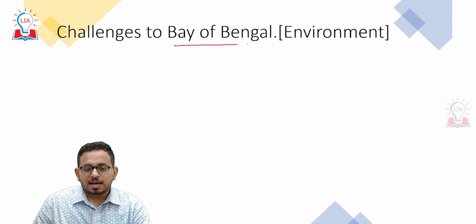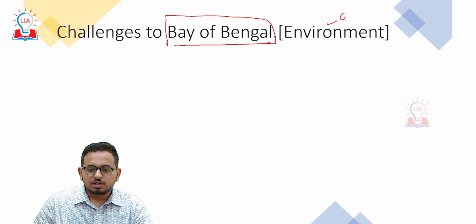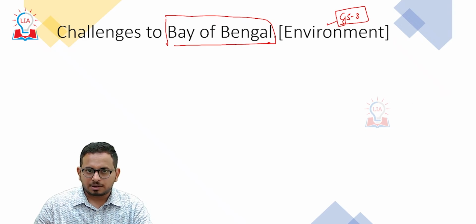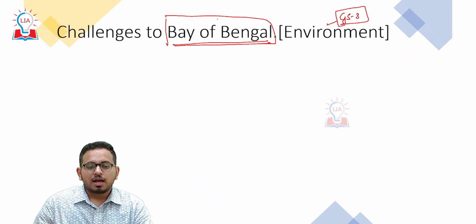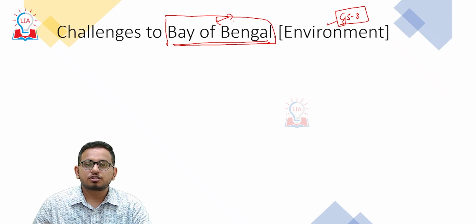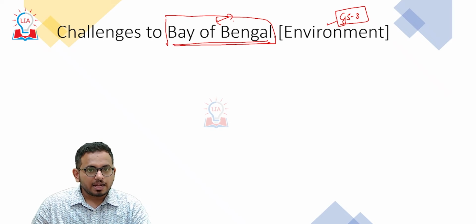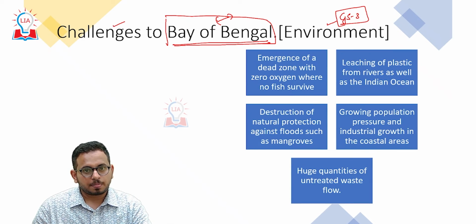Now let's see what are the challenges to the Bay of Bengal as such. When it comes to the environmental perspective, for GS3 and also for your preliminary examination, let's discuss what are the challenges that the Bay of Bengal is facing. Remember, here it will not be only specific to the Bay of Bengal. These are the issues that are being faced by every other water body for that matter. You take the Arabian Sea, the Indian Ocean, the Pacific Ocean, the South China Sea, any water body. These are the challenges that are being faced in the present day.